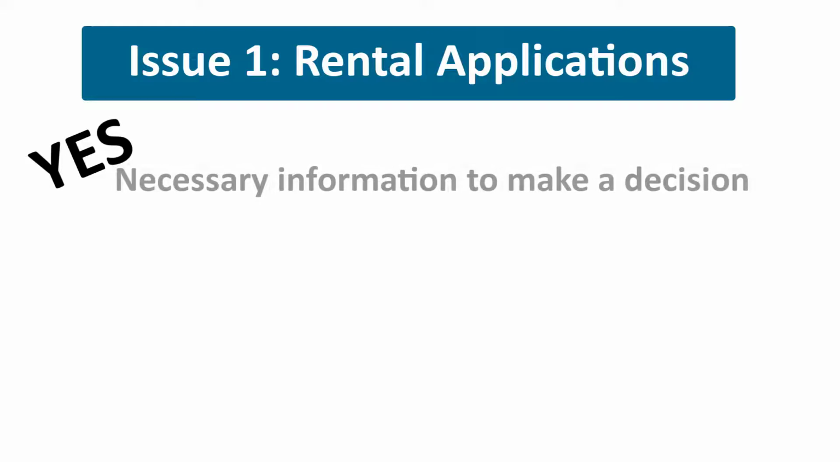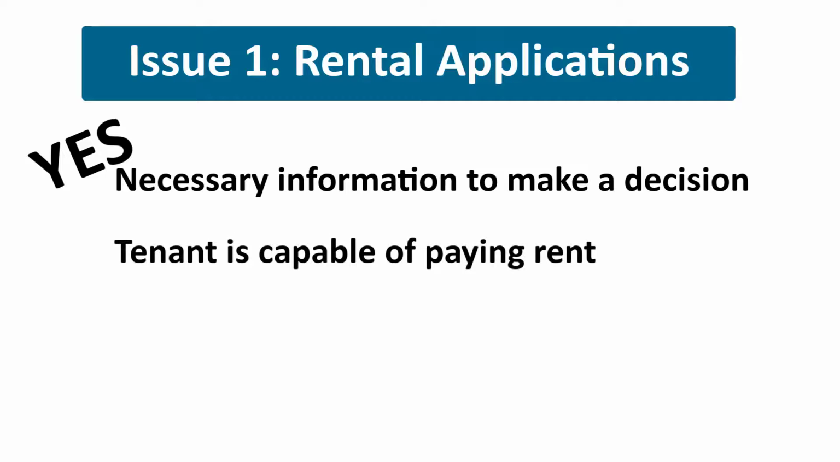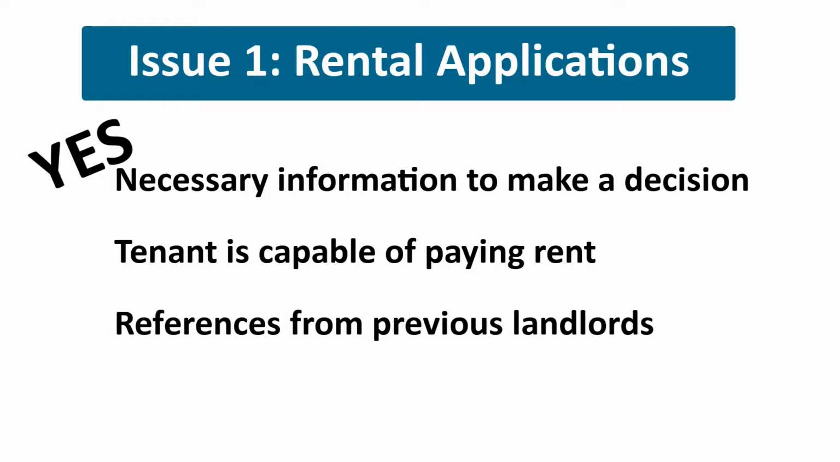Landlords can collect information necessary to make a decision about whether or not to rent their property to the applicant. This may include proof that the tenant is capable of paying rent, such as proof of income. So for example, a pay stub or an income tax statement. If a tenant cannot or does not want to provide proof of income, the landlord can refuse to rent to the tenant. A landlord can also refuse to rent to a tenant if a tenant has bad references from previous landlords. So for instance, if an old landlord indicates that rent was constantly paid late or damage was caused to the unit, a landlord can refuse to rent.